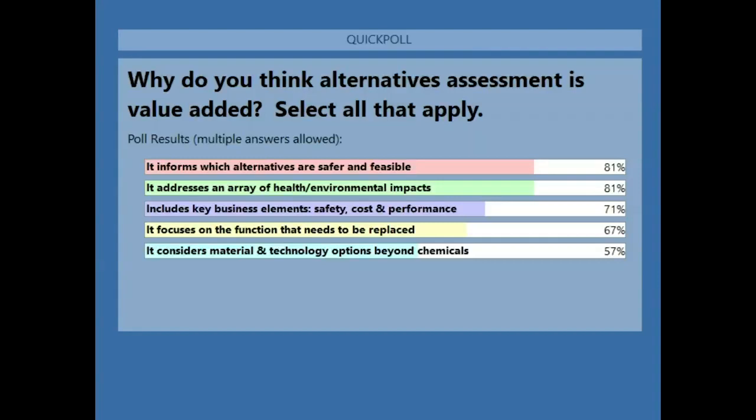This is Libby. Yes, and I think our definitions could vary in terms of what alternatives assessment means to each of us. I'll repeat what I said earlier, that I see alternatives assessment as a way of thinking about various options and weighing the impacts and the trade-offs, that pulls from life cycle assessment and lots of other tools, risk assessment, hazard assessment. The last one struck me as interesting: it considers material and technology options beyond chemicals. I would say absolutely alternatives assessment does that.